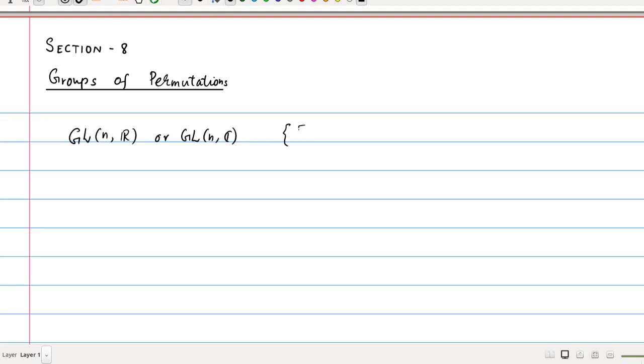This consists of the set of all n by n matrices A_ij, the elements of M_n(C) or M_n(R), with the determinant not equal to 0, that is det of A_ij not equal to 0. So these are non-abelian groups, but they contain infinitely many elements. But we start discussing finite non-abelian groups.